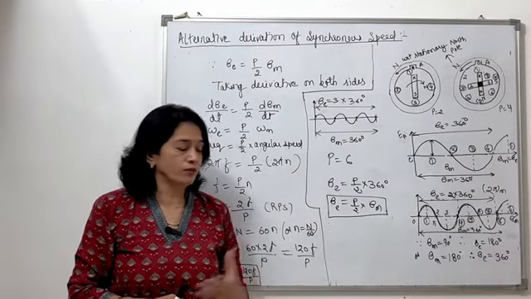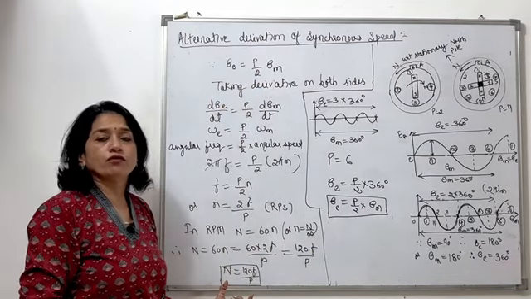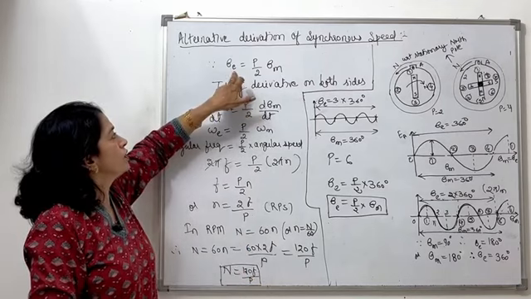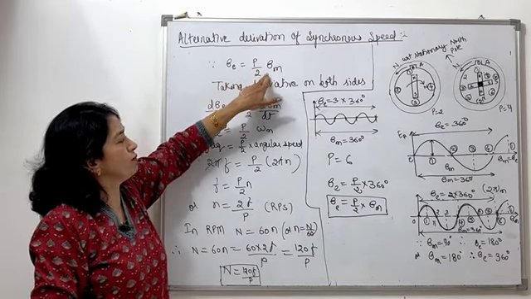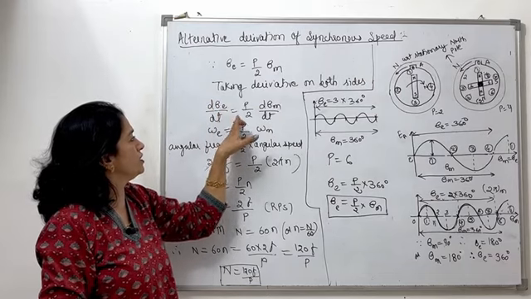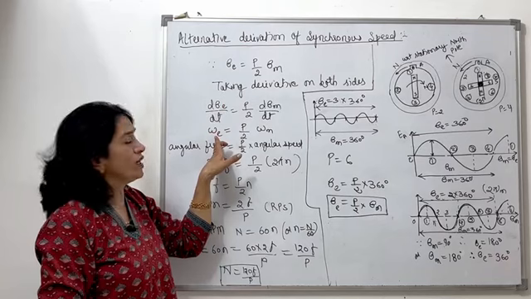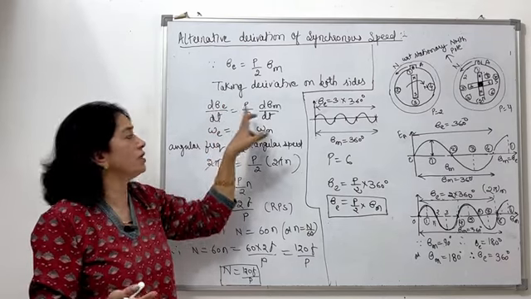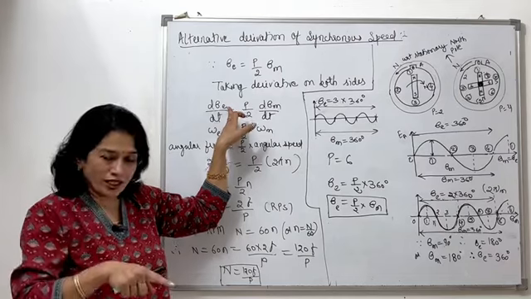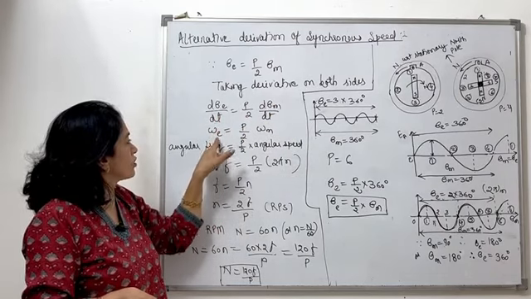Now I am using this relation to derive the relation of synchronous speed with frequency and number of poles. So again writing theta e is equal to P by 2 into theta m. Now taking the derivative of both sides, d theta e by dt is equal to P by 2 into d theta m by dt. This is nothing but the rotational speed omega e, and this is the rotational speed omega m. But this is related to electrical angle and this is related to mechanical angle. So this actually reflects the frequency.